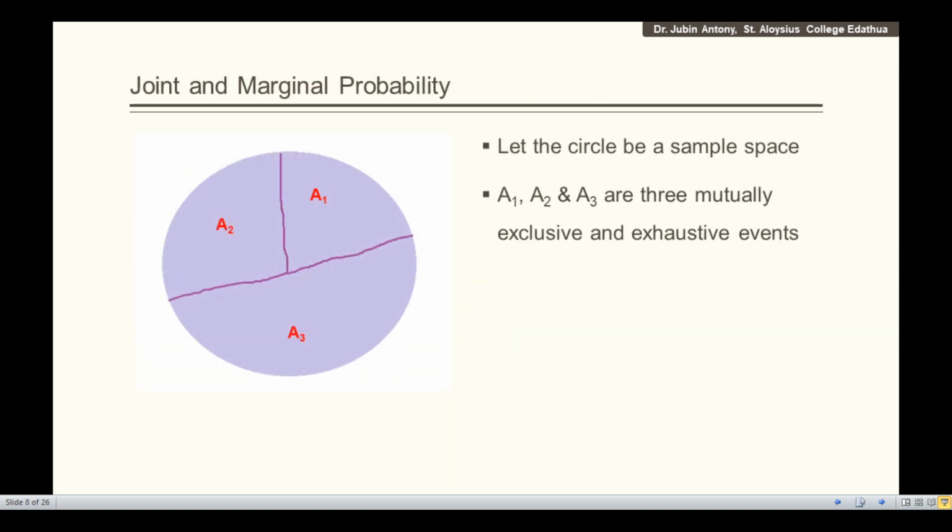Here, the circle denotes a sample space. Let A1, A2 and A3 be three events in the sample space. You can understand that A1, A2 and A3 are mutually exclusive and exhaustive. Here, when A1 happens, there is no scope for A2 and A3 to occur. So they are mutually exclusive. Also, together the events A1, A2 and A3 will form the entire sample space. That is, the events are exhaustive.